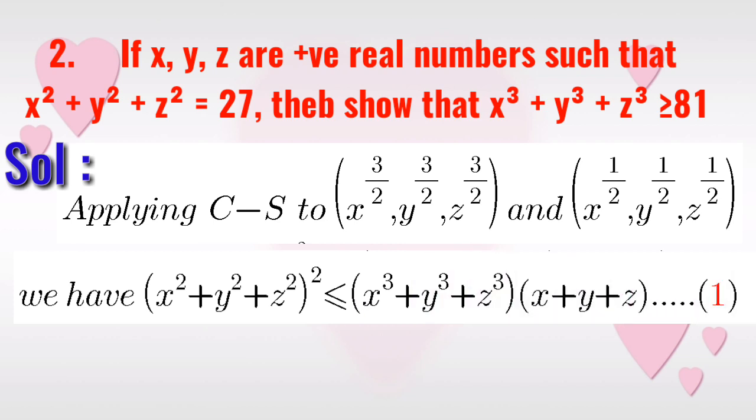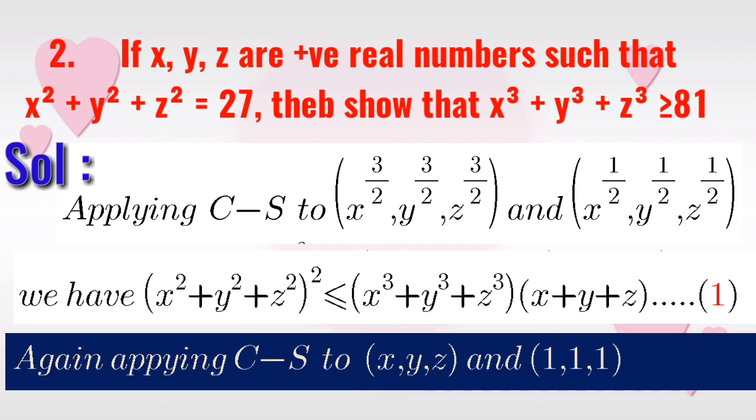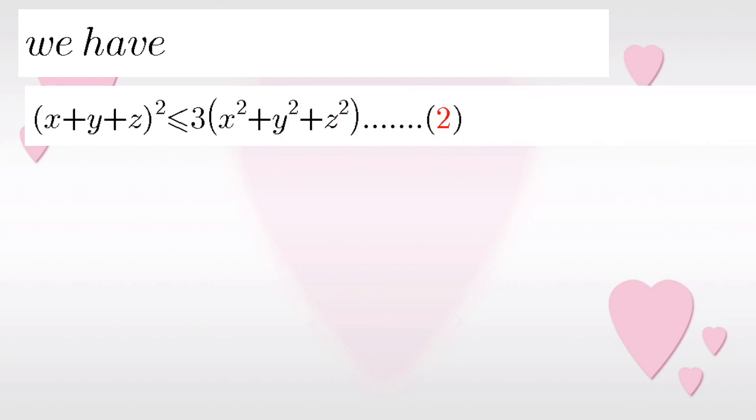Again, applying Cauchy-Schwarz inequality to two sets of numbers x, y, z and 1, 1, 1, you will get this second inequality. I hope you know how to apply Cauchy-Schwarz inequality for the two sets x, y, z and 1, 1, 1. Otherwise, let us see how to apply that. (x·1 + y·1 + z·1)² is less than or equal to (1² + 1² + 1²) times (x² + y² + z²). This is the second inequality we are getting.